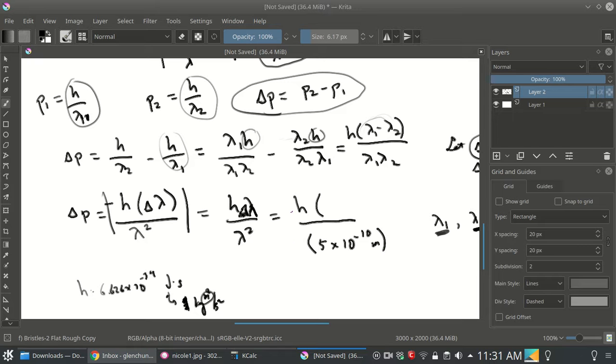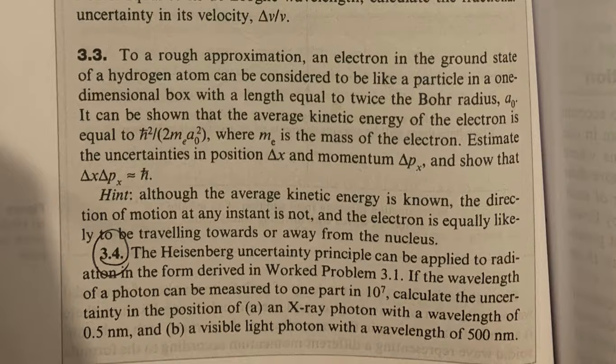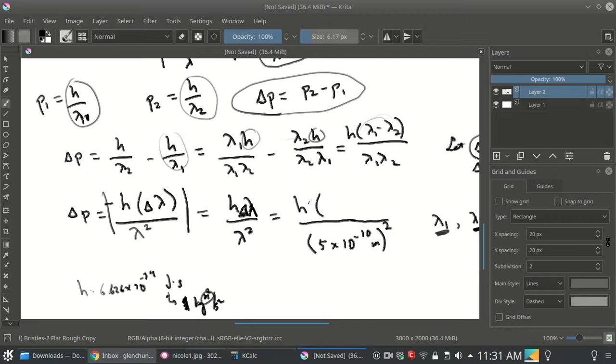That's the delta. Oh, no, that's not the delta. That's the lambda. That's the wavelength. And now, what was the delta lambda? Well, it says here that the delta lambda is 1 part in 10 billion. So that means 1 part in 10 billion of the lambda.